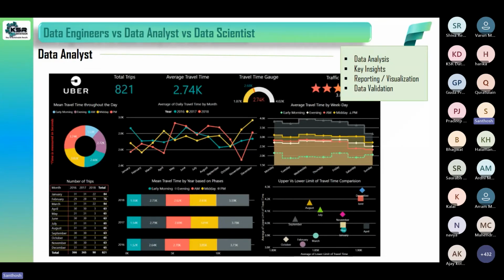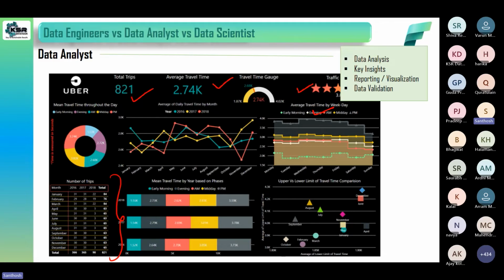Now here I can see what is the total trip, and on which particular day, which year, how many trips have happened, what is the travel time, what is the traffic, what is the average travel time. All of this is very, very important information to run my business, and for that I need a report.